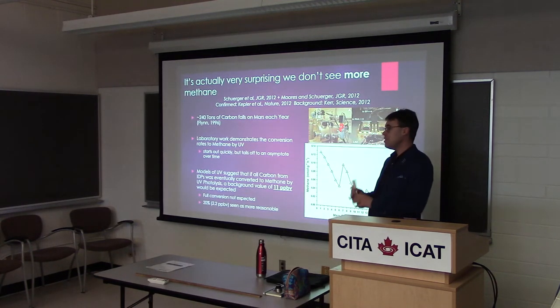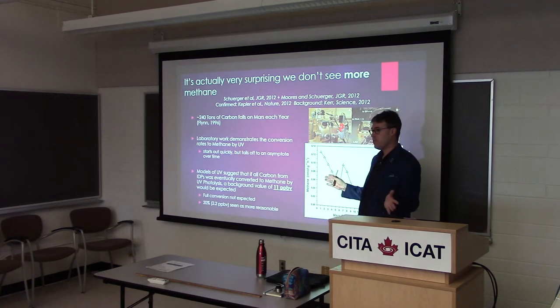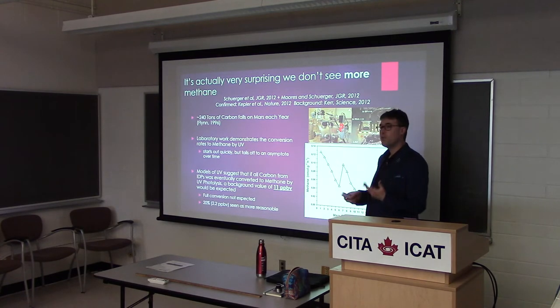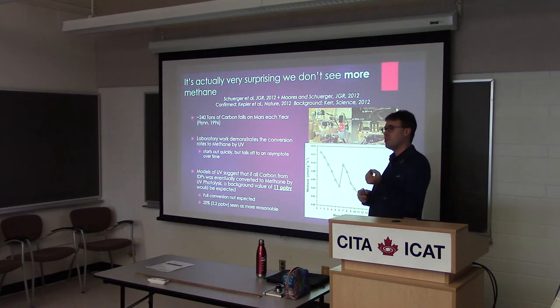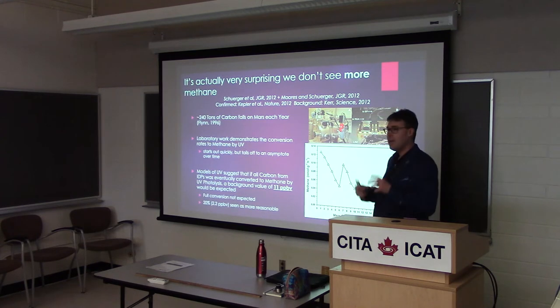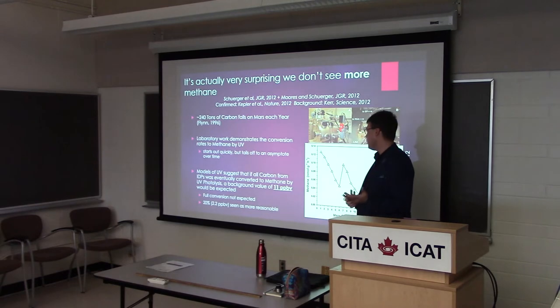Even if you suggested on Mars, maybe we don't get full conversion. Maybe it's something more like 20% if you use the hydrogen to carbon ratio in this stuff. That would be 2.2 parts per billion, which we don't see either. This is a really weird thing.